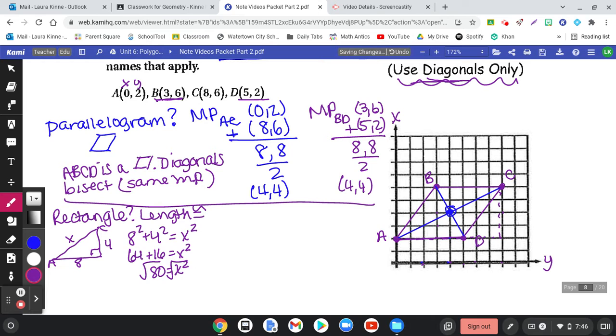So the length of AC equals square root of 80. And we'll leave it like that. We don't need to simplify right now. We'll just leave it like that. Now do the same for BD.